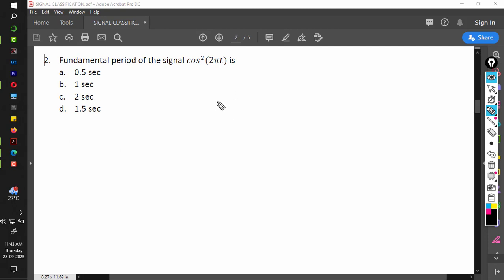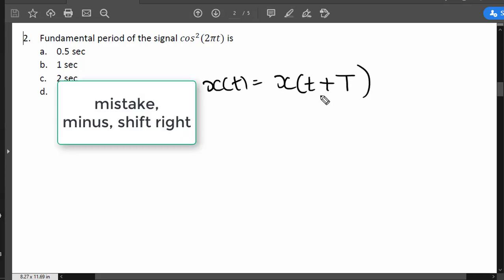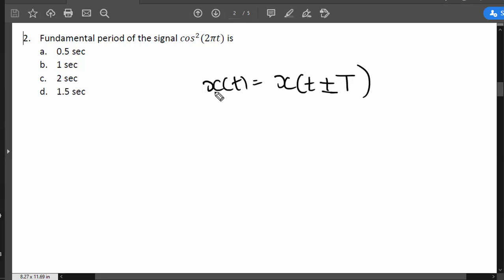Now we have to check the condition for periodicity, as I told you in the first question. The condition for periodicity is: x(t) is equal to x(t plus T). This can be minus also. Now in signal processing, x(t plus T) means the signal x(t) shifted left by T. This can be plus or this can be minus. When I shift it right or left by T, I should get back my original signal x(t). That's what the condition says.